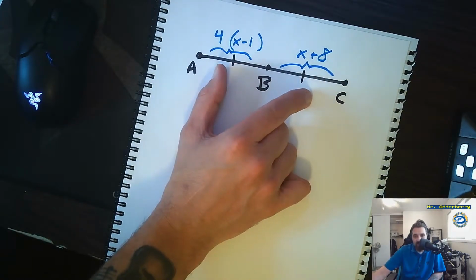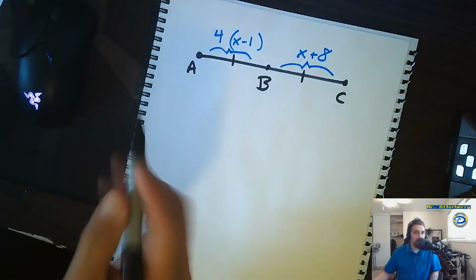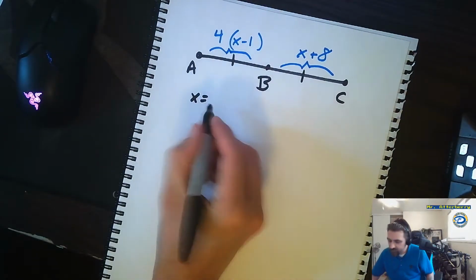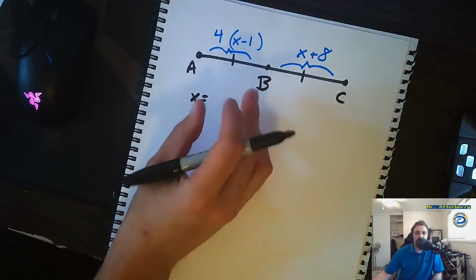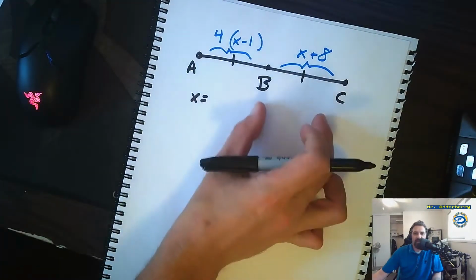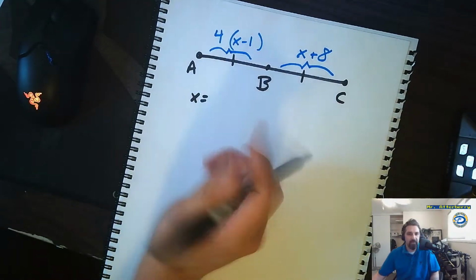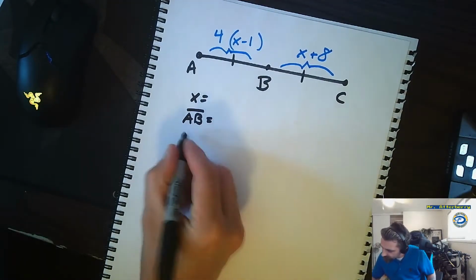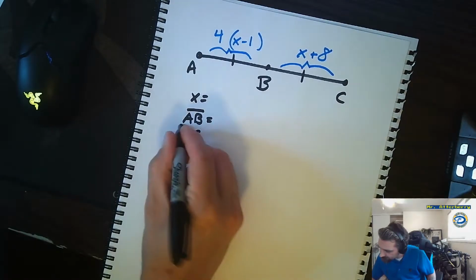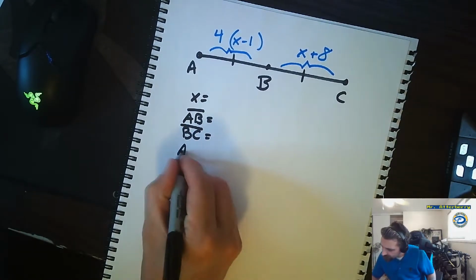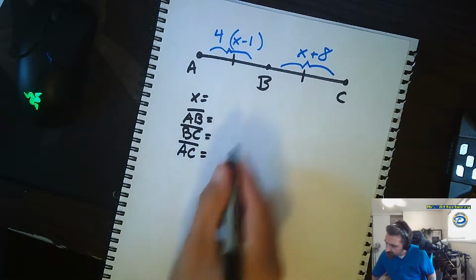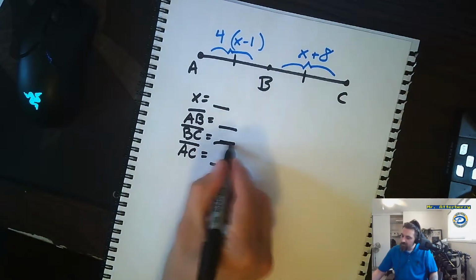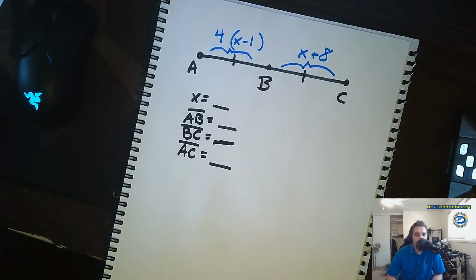Okay, so they want us to do a few things. Number 1, solve for x. Then also they want us to find this line segment, that line segment, and then the bigger line segment. All right, so let's do some work to see if we can figure that out.